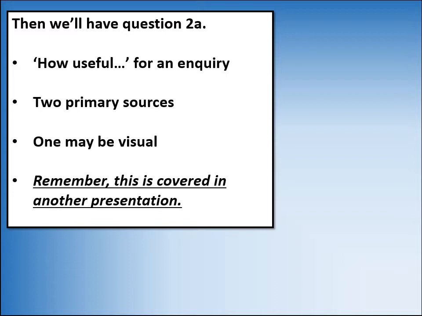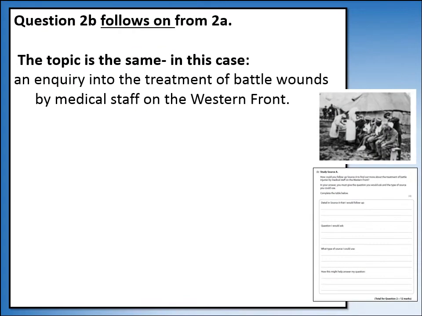In your examination, question 2a is going to be a how useful source inquiry question. Now we're not going to cover that in this presentation. That takes a little bit more explanation, so there's a separate presentation on our YouTube channel for you to have a look at for how to do question 2a. So we're just going to skip straight past that, and we'll skip straight on to question 2b.